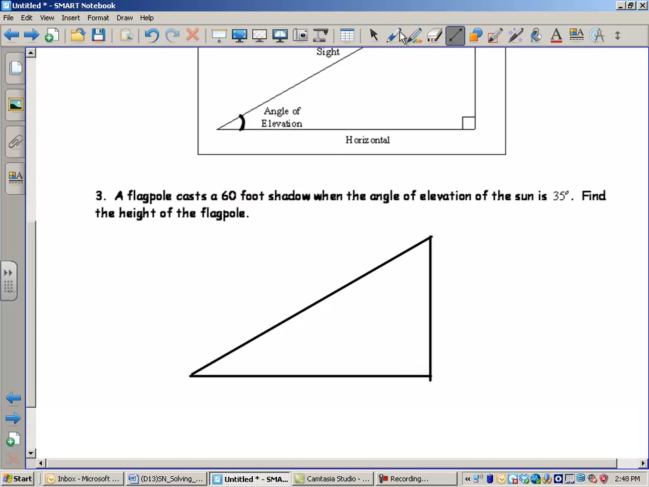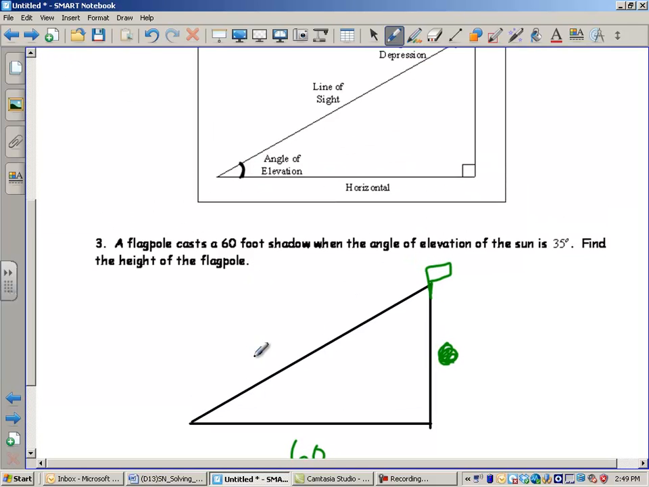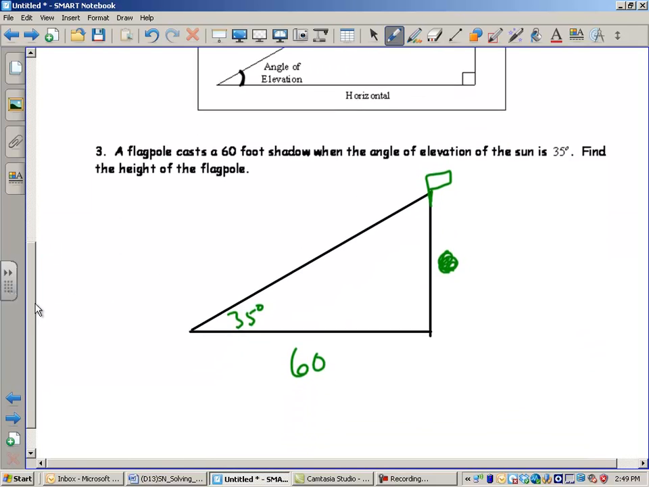All right, so I've got a 60-foot shadow. Let's go green, just for the heck of it. A 60-foot shadow, and here's my flagpole. She's a high-flying flag. And shadows down here. So here's a 60-foot shadow, and the angle of elevation of the sun. Where does the angle of elevation go? Right here in this picture. This is the angle of elevation. It's 35 degrees. So I want to know the height of the flagpole.